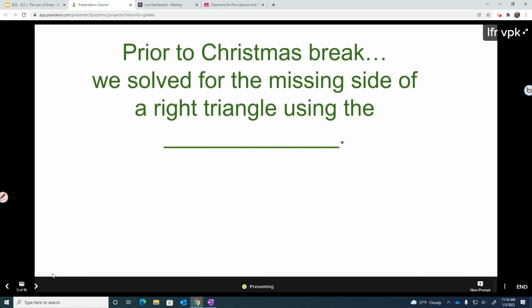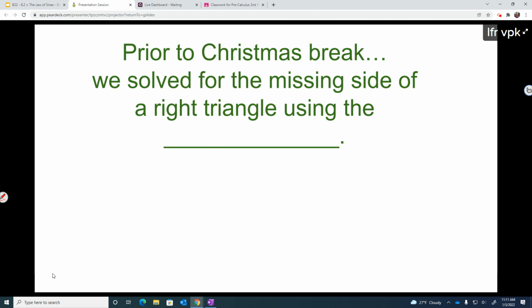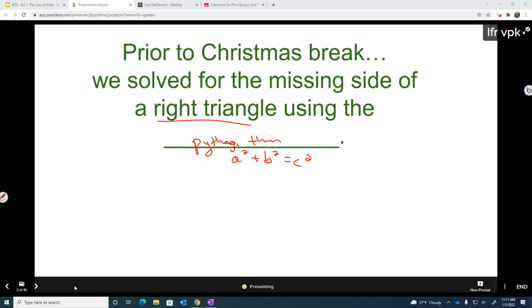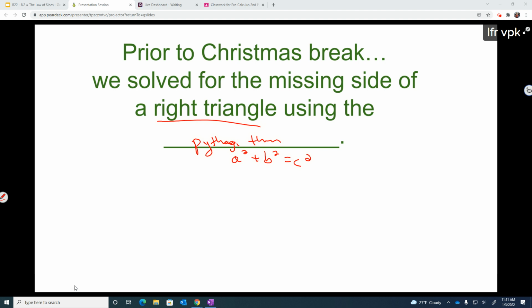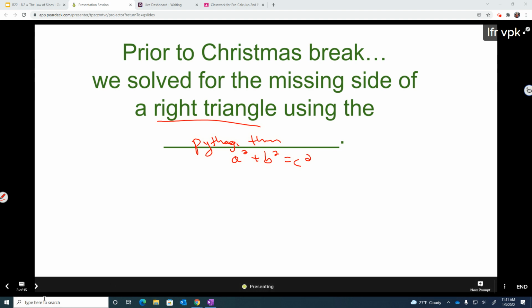Prior to Christmas break, we did solve for the missing side of a triangle. You don't need to write this down, but what do we use to find the missing side of a right triangle? Yep, Pythagorean theorem, or a squared plus b squared equals c squared, right? That's how we solve for the missing side of a triangle. But notice this says we solve for the missing side of a right triangle. Pythagorean theorem you cannot use for a triangle that's not a right triangle. It can only be used for right triangles.